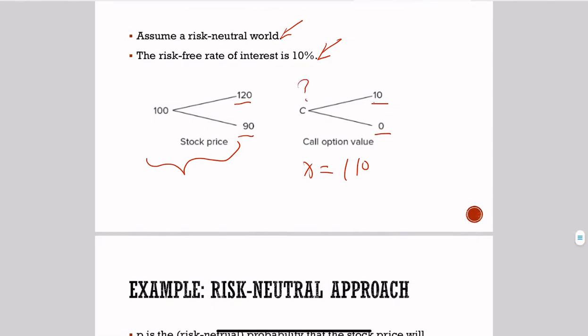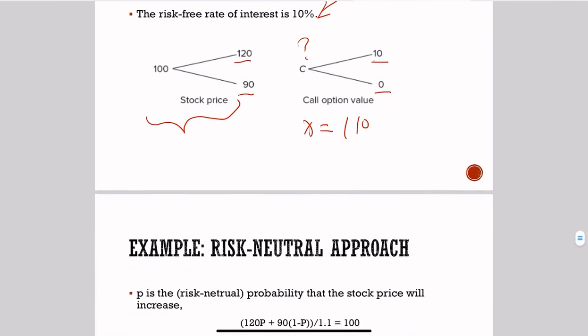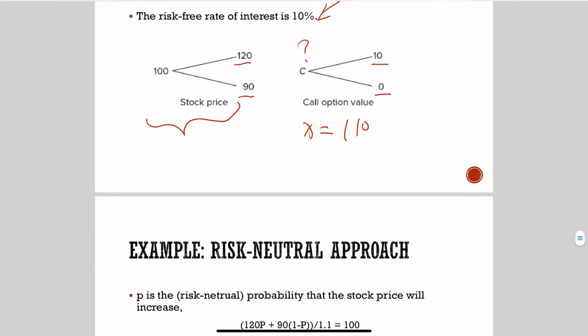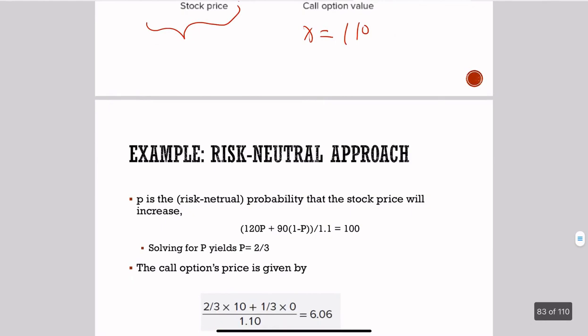So our question is, what is the call option's price? We have solved this, right? We have solved this using the binomial model, and we discussed two different approaches: replication approach and hedging approach. So now we talk about the third approach, that is the risk neutral approach. So let me first show you how this works, and then I will explain what's the essence of this risk neutral method.